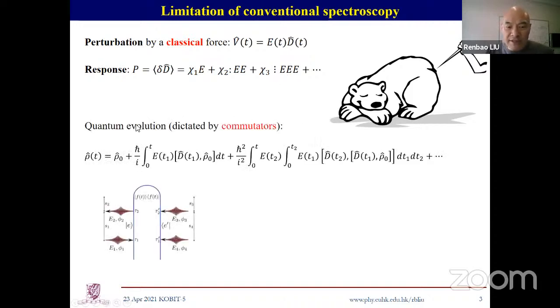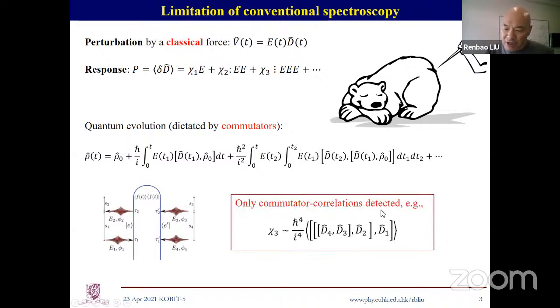All this response of a system is governed by the quantum evolution under this perturbation. If we do the perturbation expansion, the evolution of the density matrix has the zeroth order, and then the first order, which contains the commutator between this operator and the system density matrix. At the second order, the commutator shows up twice, and you can go on to the third and fourth order, and so on. Nonlinear spectroscopy will give us the correlation functions to arbitrary orders if we want. For example, the third order nonlinear spectroscopy is given by commutators between four operators, basically the operators at four times.